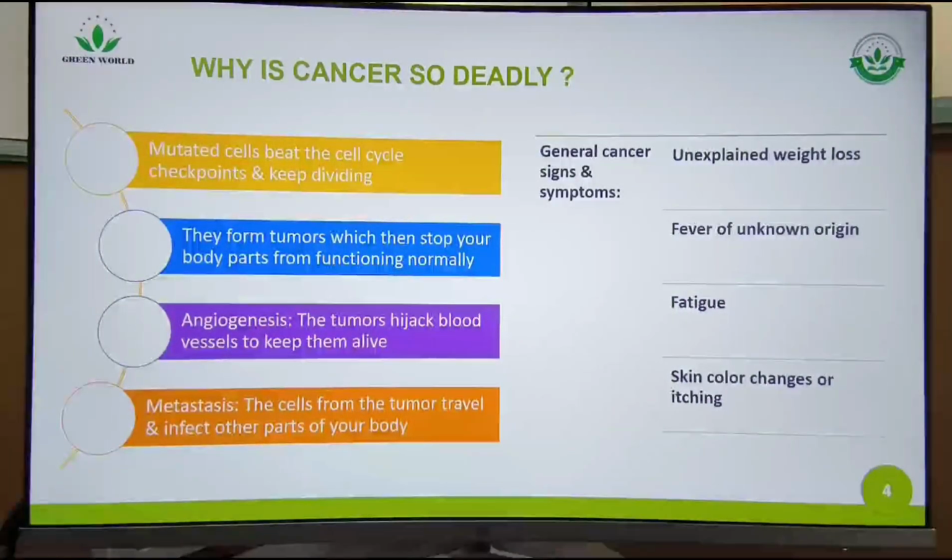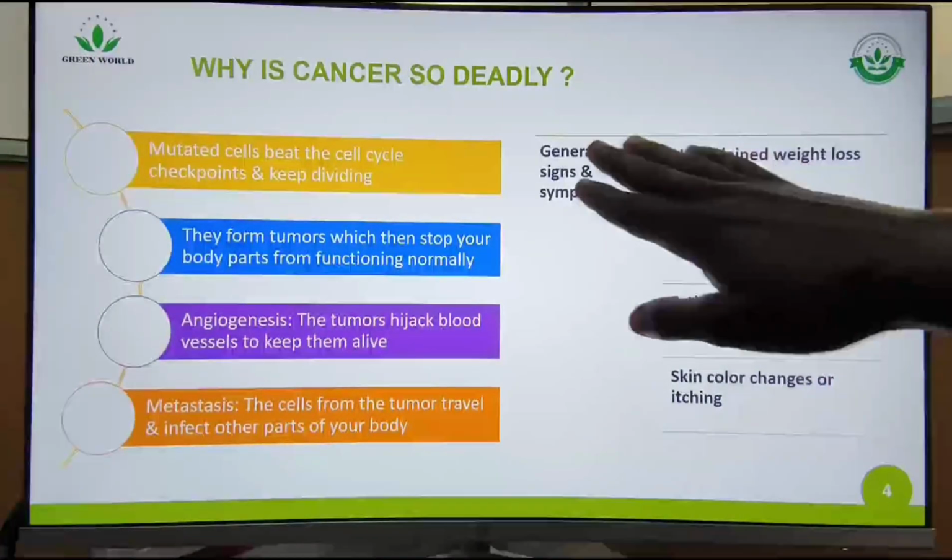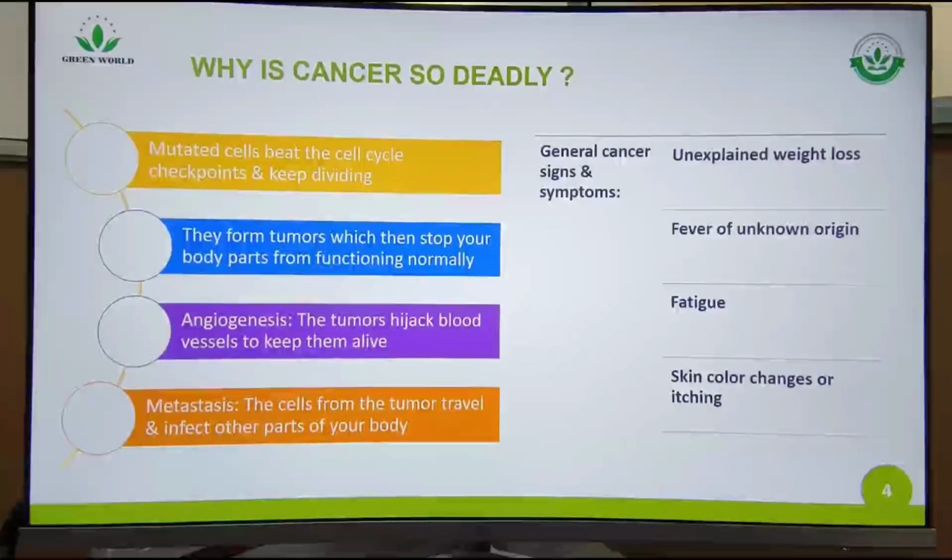And then we also have angiogenesis. The tumors hijack blood vessels to keep them alive. You see, that one can cause what is called Kaposi sarcoma, or blood vessel cancer. Then we have metastasis, where cells from the tumor travel and infect other parts of your body because they keep on subdividing.